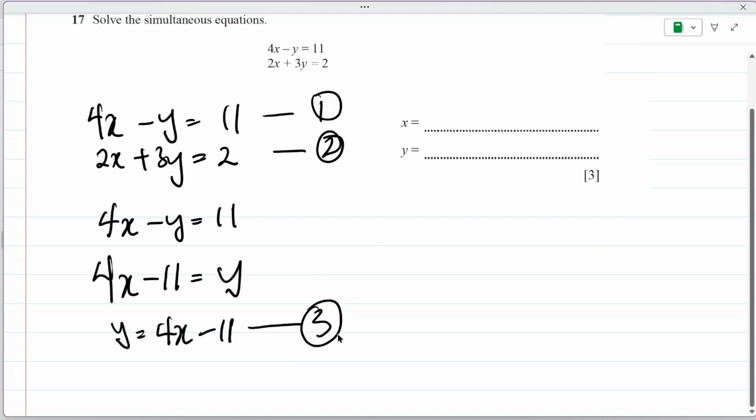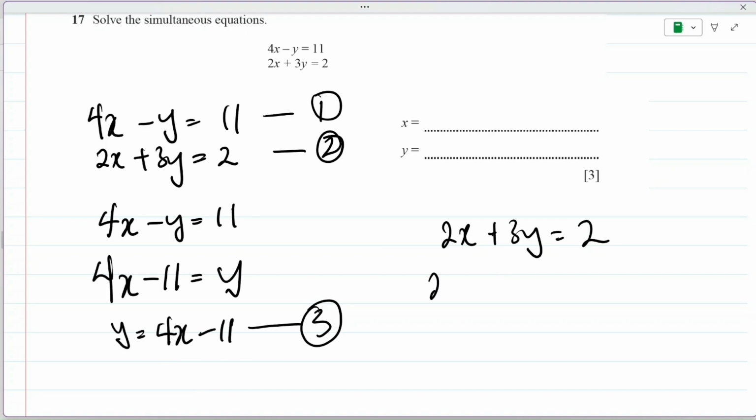Now that we have equation 3, we can't substitute equation 3 back into equation 1. We can only substitute equation 3 into equation 2. So we write out our equation 2 as 2x plus 3y equals 2. We know from equation 3, y equals 4x minus 11. So where we see y in equation 2, we replace it with 4x minus 11. We have 2x plus 3, our y is 4x minus 11. You open a bracket and insert the value of y in it. 4x minus 11, close bracket, equals 2.